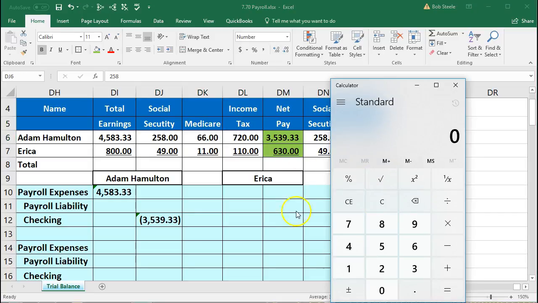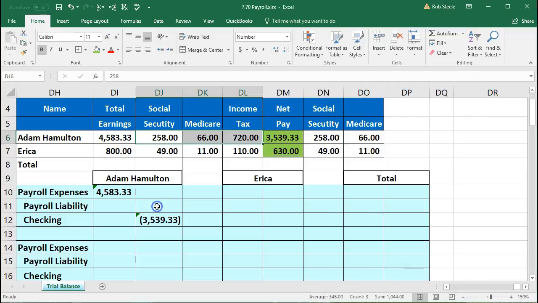Now, the sum of those three amounts, of course, will be the 258 plus the 66 plus the 720, 1,044, which is the difference between 4583.33 minus the 3539.33. That's what we need here. That's the credit we need. So we're going to put that here. I can do it this way. Negative sum of these three numbers. And that means that now the credits equal the debits. So that's going to be our journal entry. We're going to say that we have an expense, lowering net income of that. But the checking account only went down by that, and the difference here is going to go to payroll liability.